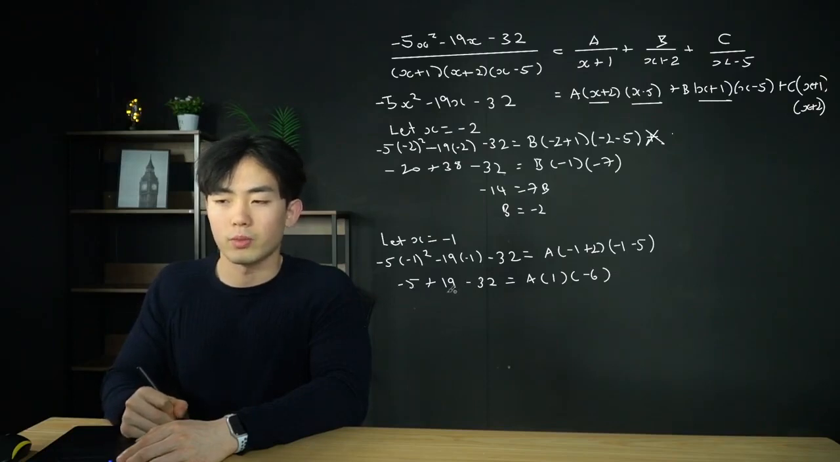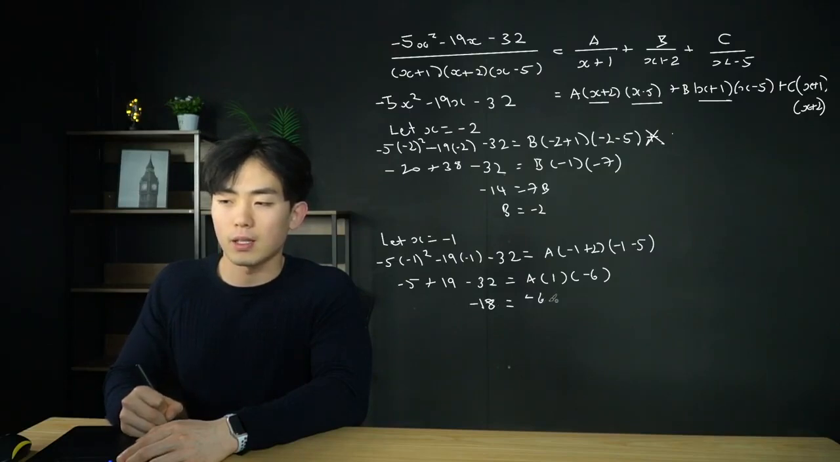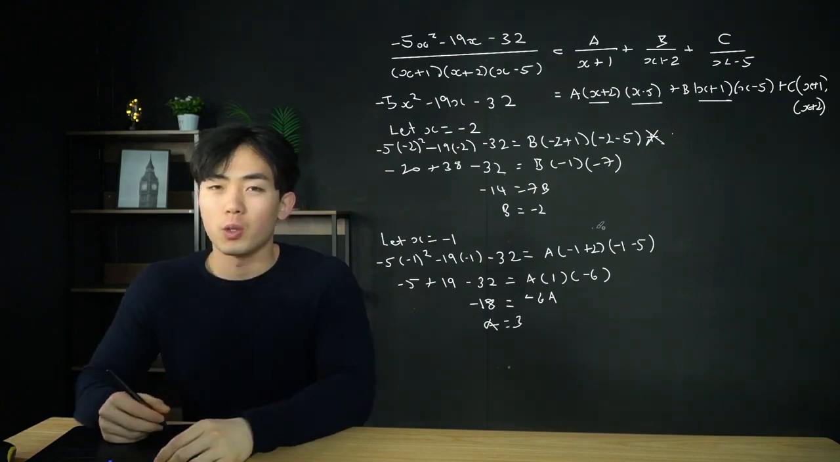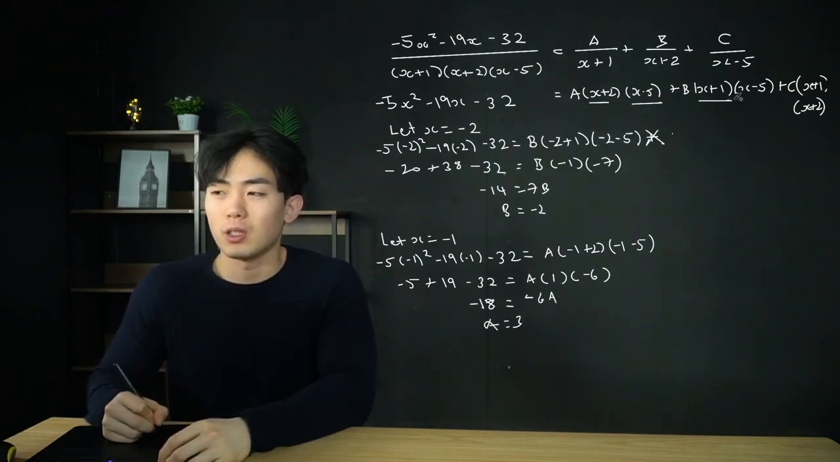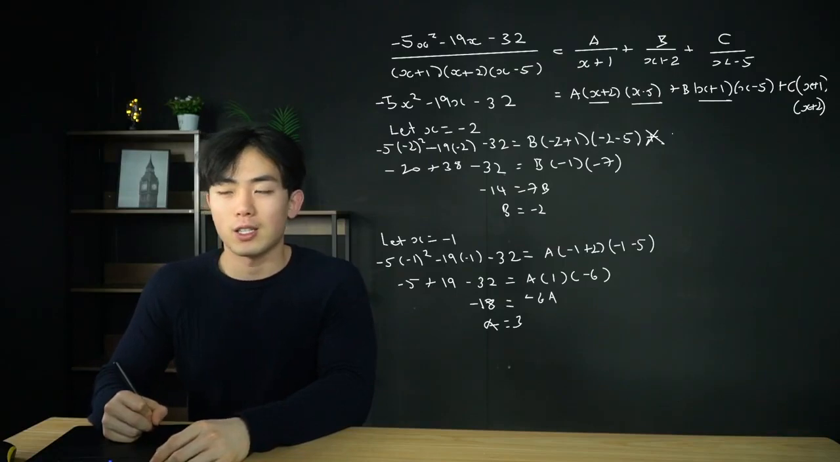So we have 14, what do we have here? Minus 18 here, and that's equal to minus 6a. Right, therefore a would be equal to 3. So we found the a term and the b terms, so we need to find the last c term.